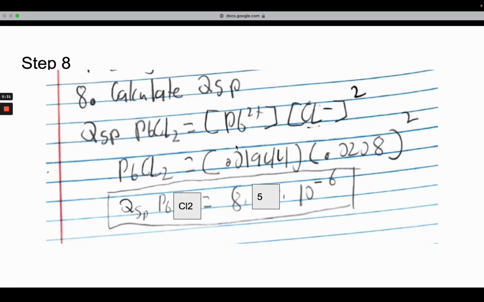And then you calculate the QSP. You do this by QSP of PbCl2 is the concentration of lead times the concentration of Cl minus squared. And you can find the concentration of lead and Cl from lead 2 nitrate and sodium chloride, respectively. So it's 0.01944 times 0.0208 squared. And then you get the QSP of PbCl2 is 8.5 times 10 to the minus 6.